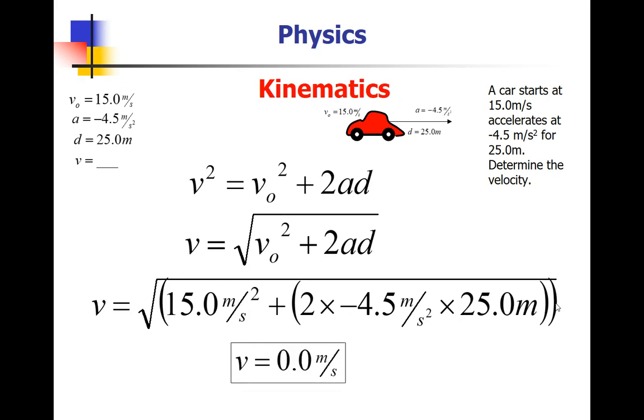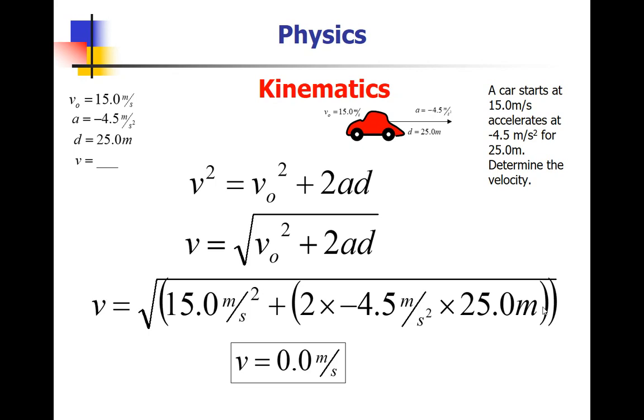Correct, 0. The car stopped. Now careful, with some of the TI-30s or some of the Casios, and especially with some of the phone calculators, you need to do the entire interior before you take the square root. In that case, for your calculator, you would take 15 squared plus, open a parentheses, 2 times negative 4.5 times 25, close the parentheses, equals. That will give you a number. Take the square root of that number to get the answer, 0 meters per second.